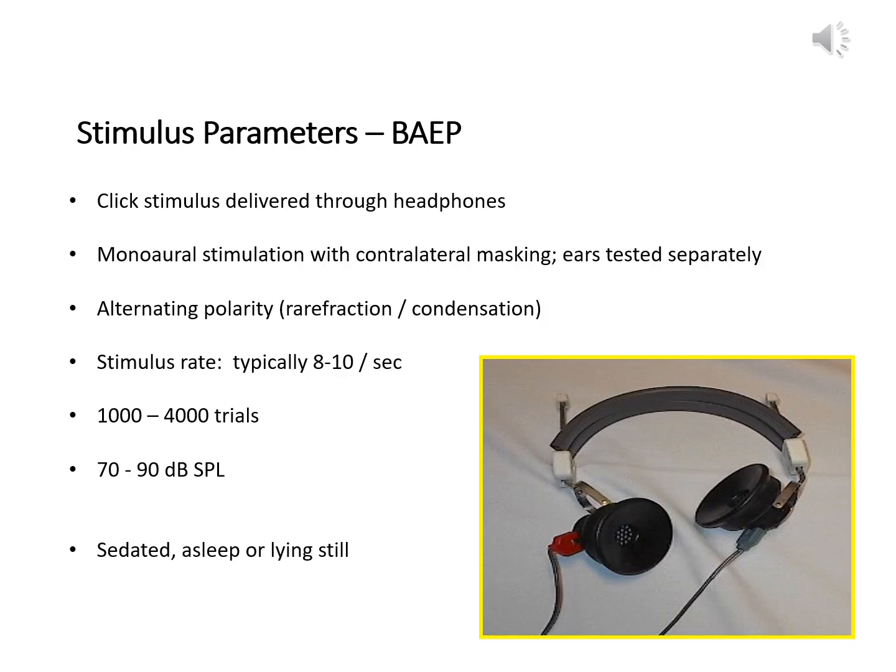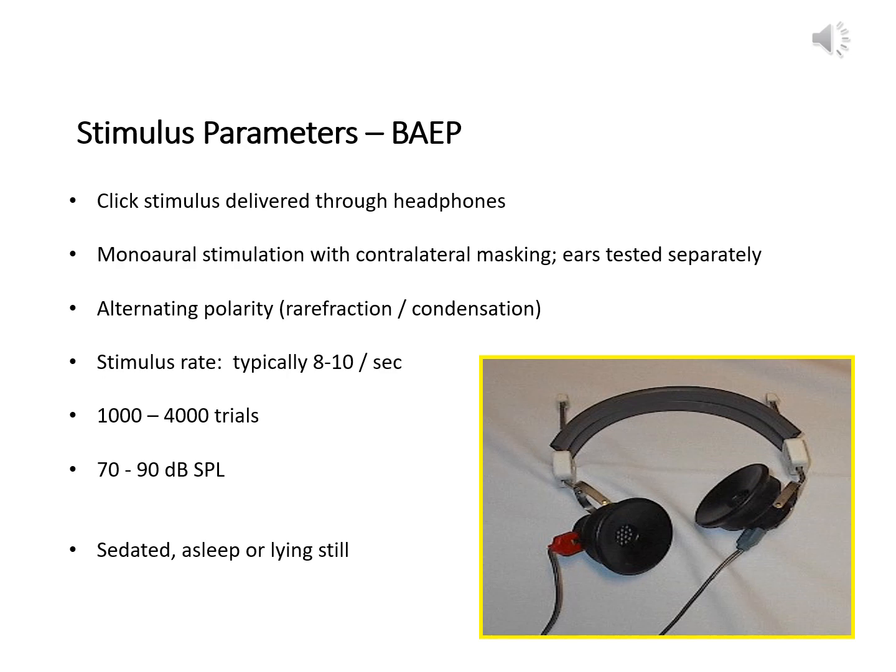For the brainstem auditory evoked response that we record at Sick Kids, we stimulate the patient with clicks that are delivered through headphones. The clicks are delivered to one ear at a time, and in the other ear we play a masking noise, a white noise masking, that prevents bone conduction of the stimulus to the other ear. Each ear is tested separately, one after the other.